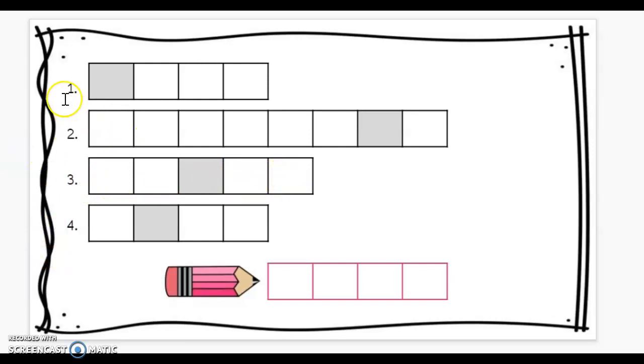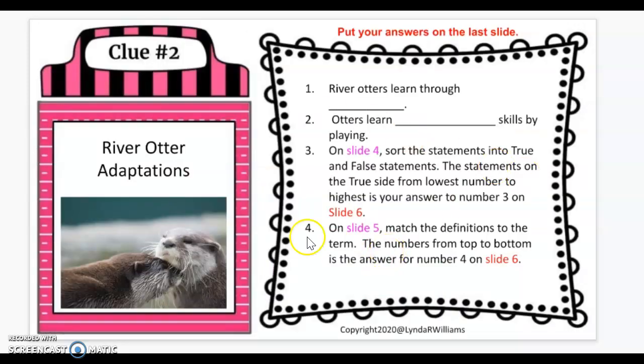Okay? So number 1 is a word, number 2 is a word, number 3 is going to be numbers, and number 4, let's go back and take a look what it's asking you to do. On slide 5, match the definitions to the term. The numbers from top to bottom is the answer for number 4 on slide 6. So this question is exactly like yesterday's vocabulary question.